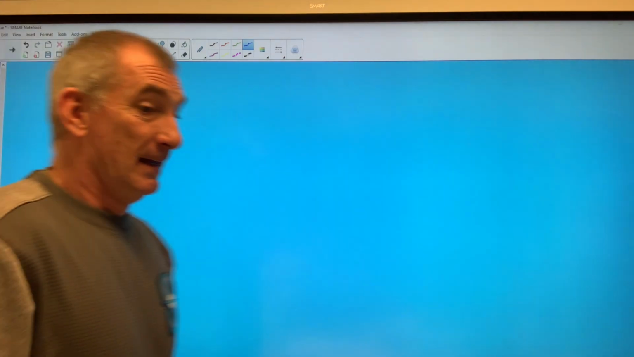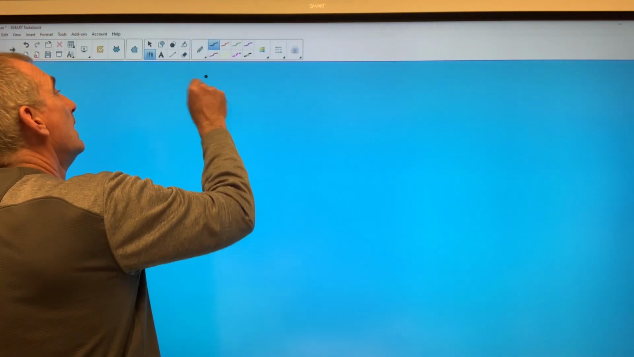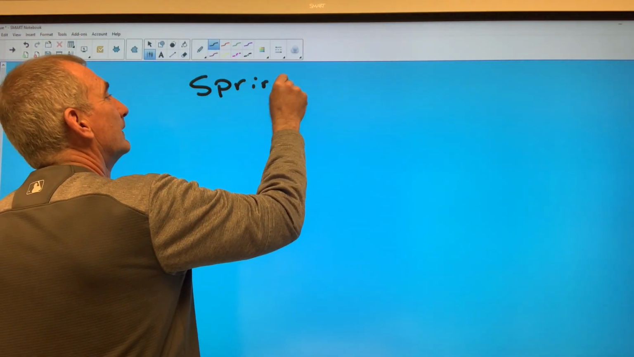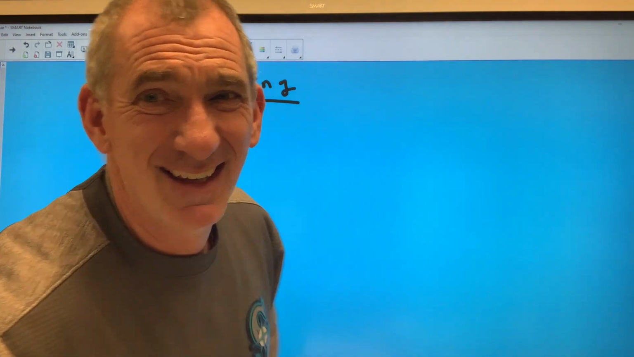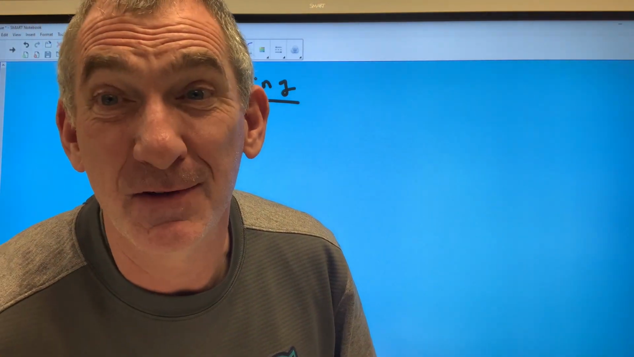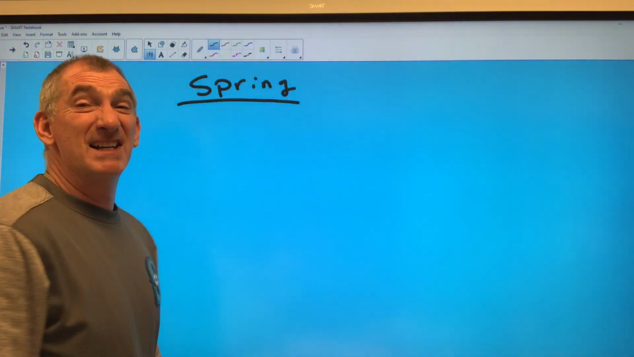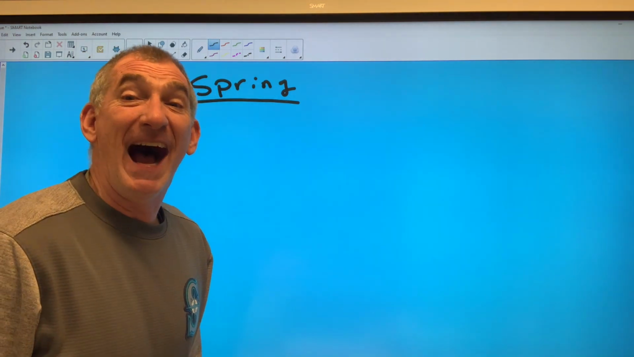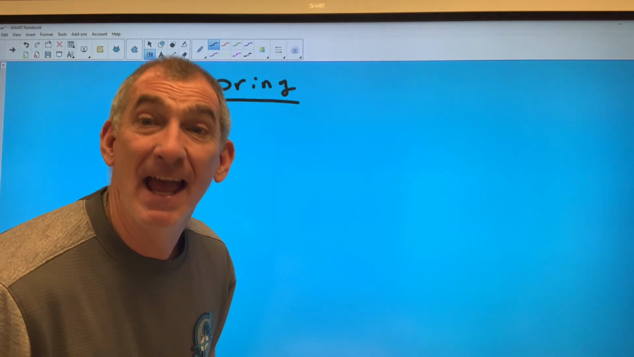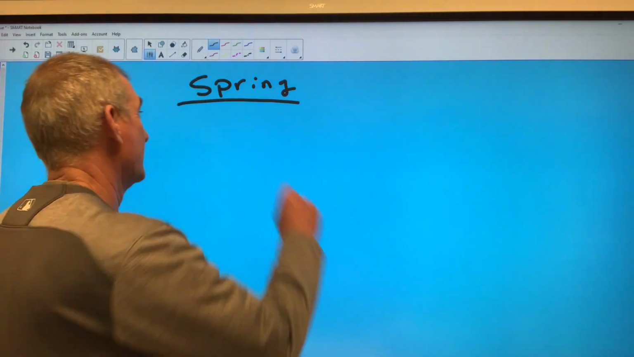Next thing, on our notes, it says there's some special tides. The first special tide is the spring tide. And spring tide, by the way, doesn't happen just in the spring. It happens all year long. A spring tide is a really high tide and a really low tide.